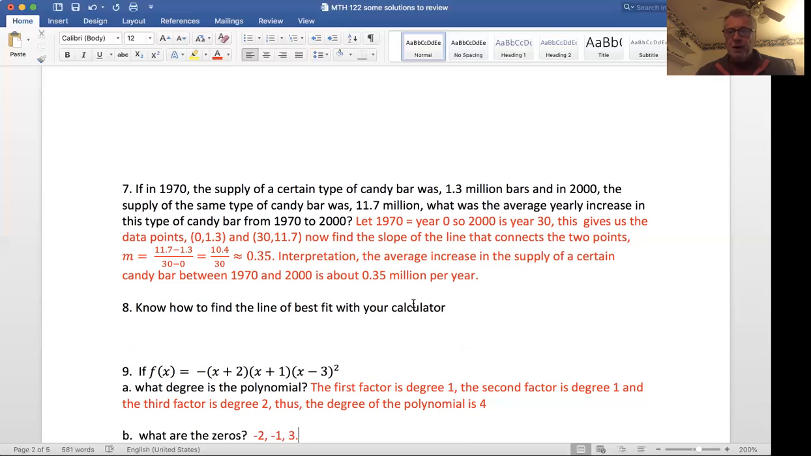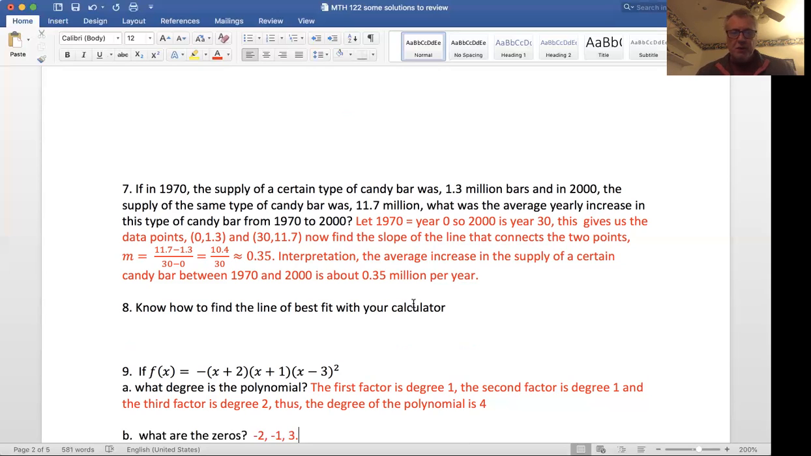So first we're going to let 1970 be the start year. We'll let it be year equals 0. So that means that 2000 is 30. That'd be 30 years after 1970. This gives us the data points (0, 1.3) and (30, 11.7). Now find the slope of the line that connects these 2 points.